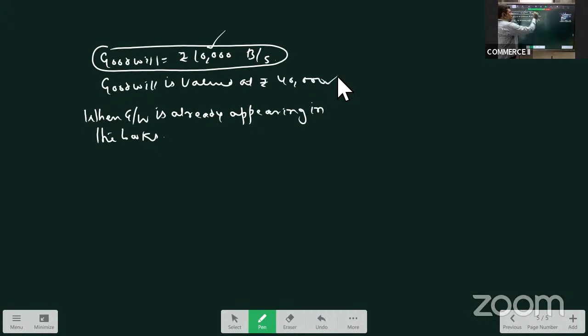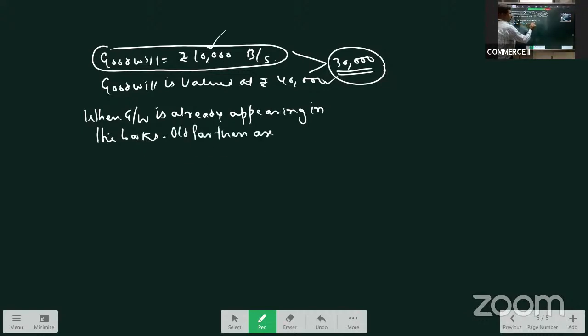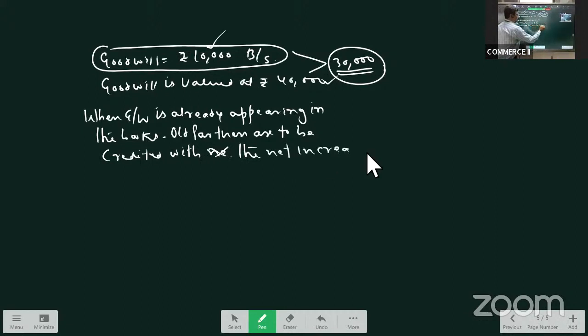Now the value of goodwill is 40,000. So what is the gap? It is increased by 30,000. So now we should credit old partners with rupees 30,000 only. When goodwill is already appearing in the books, old partners are to be credited with the net increase in the value of goodwill. Okay. And while writing the balance sheet, we will show the goodwill amount as 40,000.